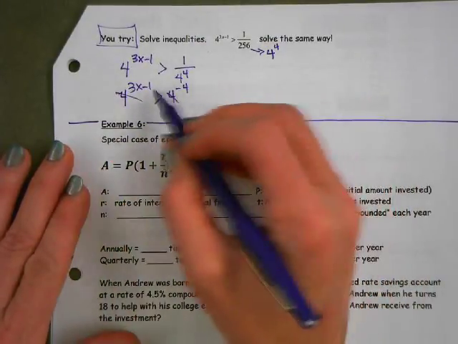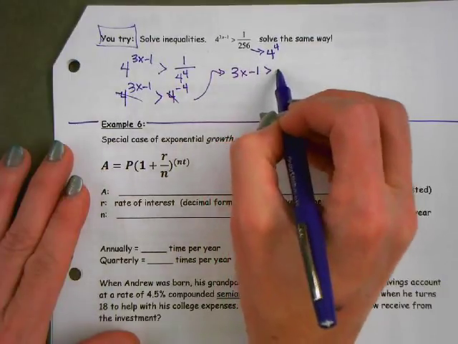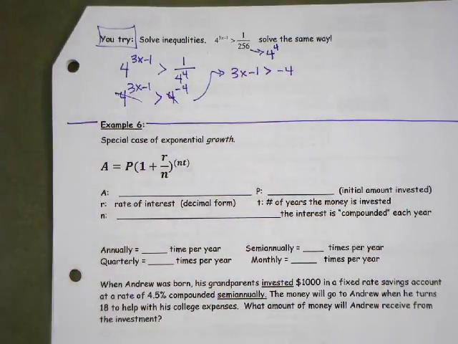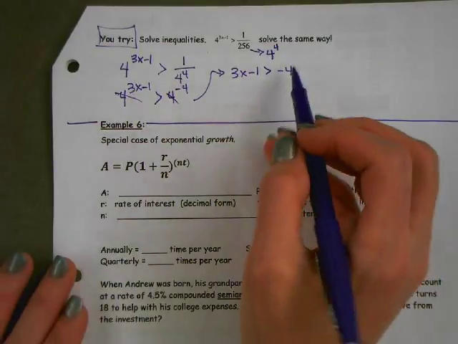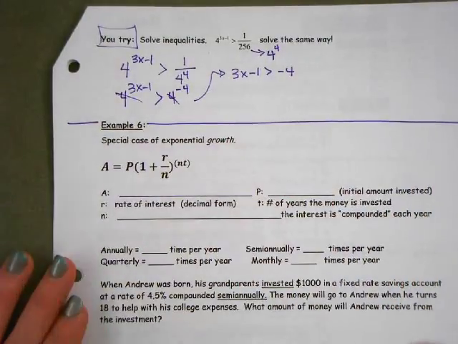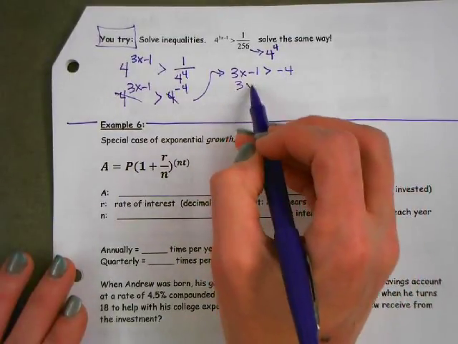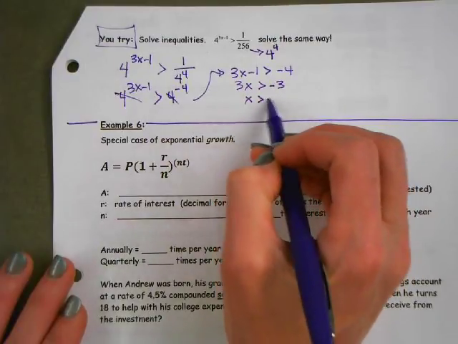And now I just set the exponents up against each other. So now I have 3x minus 1 is greater than negative 4. Even though I have an inequality, I solve it the same as I would with any inequality. The rules for solving inequalities are the same. You solve it as equal. If you have to divide by a negative, then that's when you flip it. Other than that, it's the same thing. So I'll bring the 1 over, so I have 3x is greater than negative 3. Divide by 3, x is greater than negative 1.